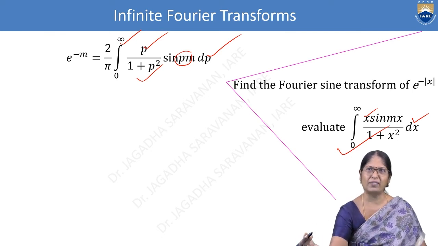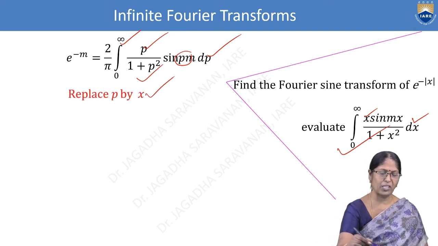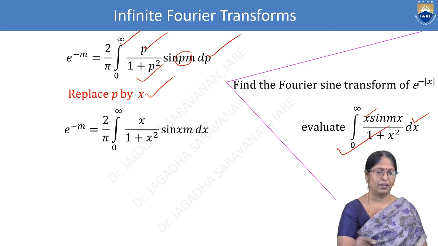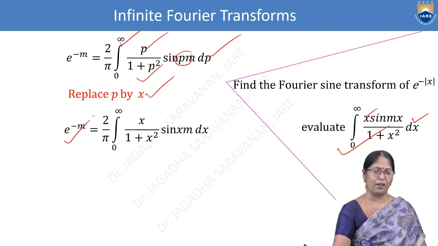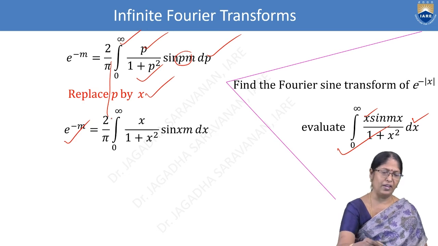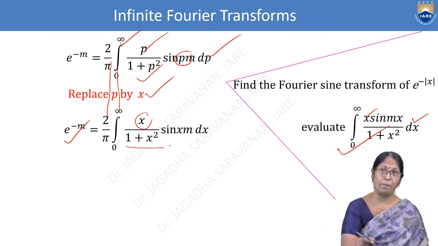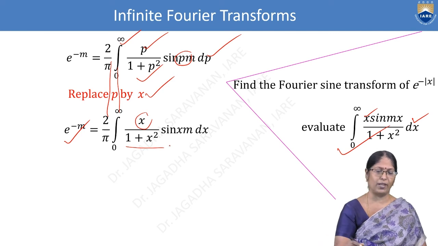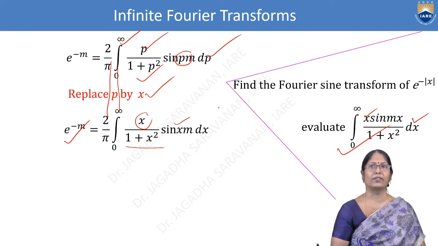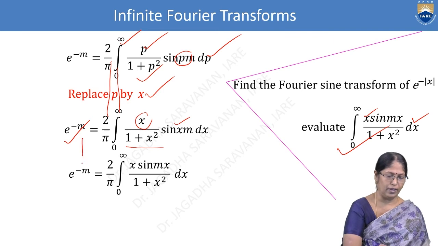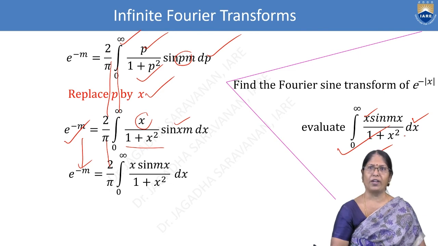Better replace that p by x. So p is replaced by x. Left is e power minus m, and on the right 2 by pi integral 0 to infinity, with 1 plus p square becoming 1 plus x square, sine mx dx. The 2 by pi is as it is. This format we want because this is the integral to be evaluated.